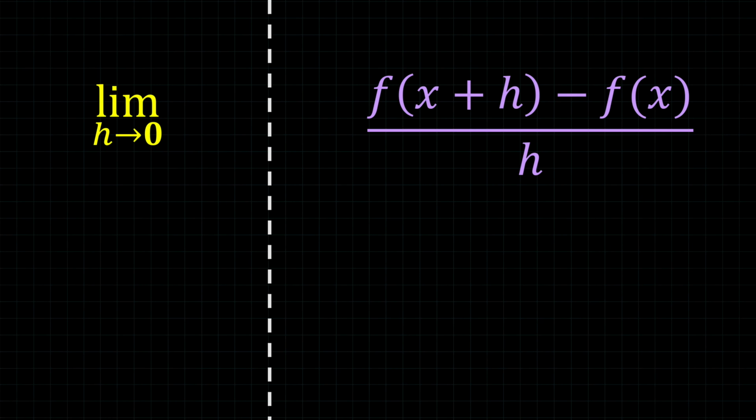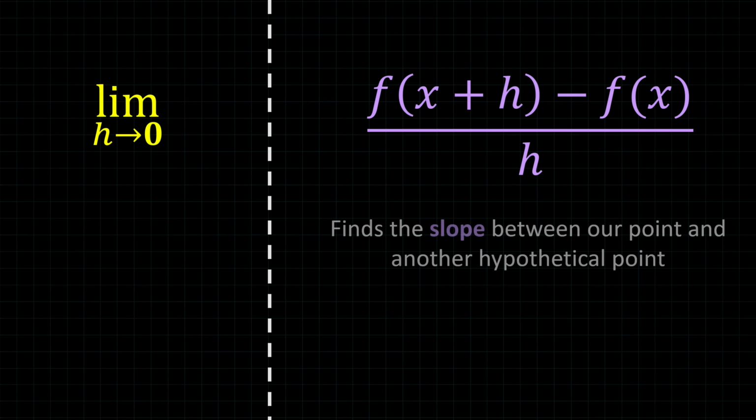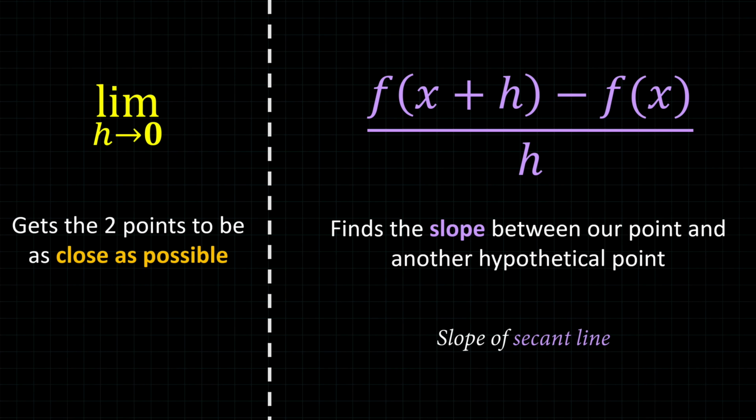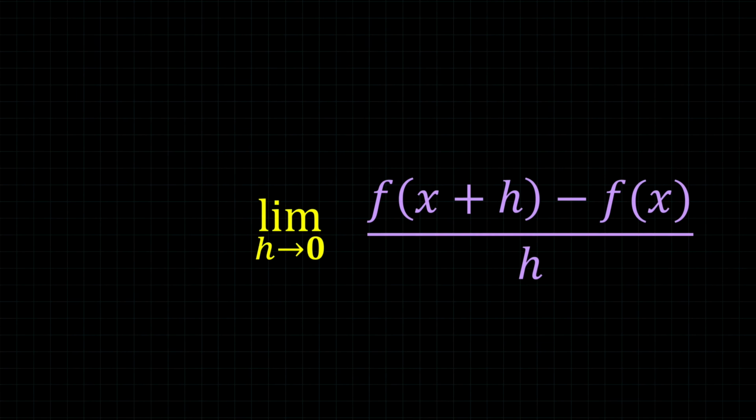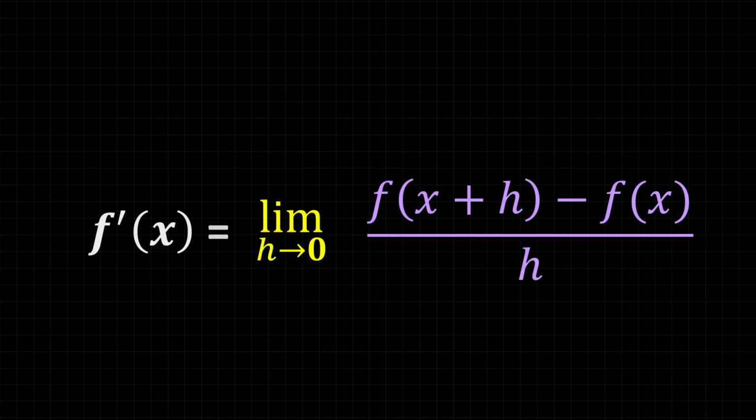Looking at this definition of the derivative now, we can see that the right-hand side simply helps us find the slope between our point and another hypothetical point via the secant line. The left-hand side is going to guarantee us that the 2 points will be as close as possible so that the slope of the secant line we found can be approximated as the slope of the tangent line that we care about. So by first finding the slope of the secant line between 2 points, and then making sure that the points are as close as possible so that the secant line slope is equal to the tangent line, that's how we find the slope of the tangent line to any point, or f prime of x, the derivative.